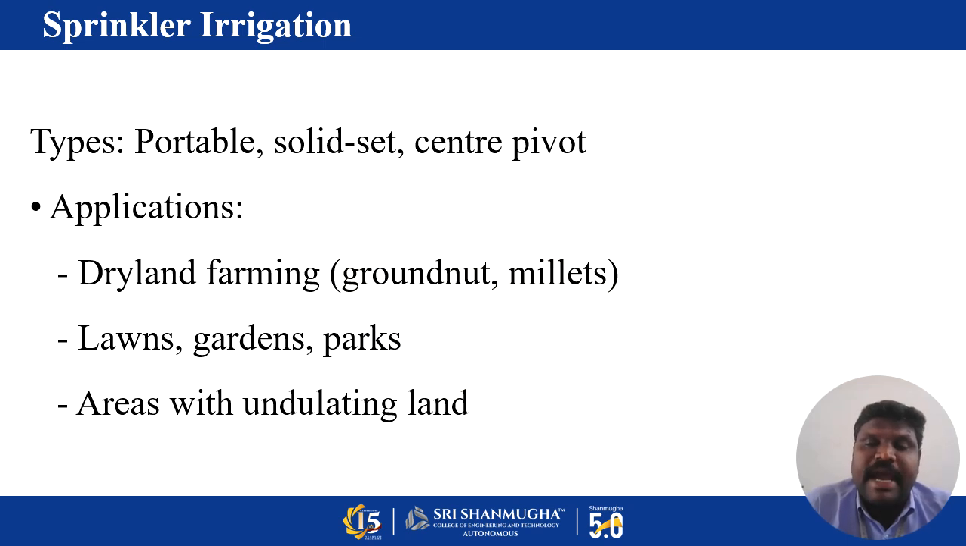There are three different categories of sprinkler setups. One is portable, another one is solid set, and the other is center pivot. The applications of sprinkler are dry land farming, especially groundnut, millet, maize, sorghum, and also lawns, gardens, parks, areas with undulating lands. The major disadvantage of sprinkler irrigation is the wind effect. Because of the wind effect, the uniformity coefficient is not regular in all places.